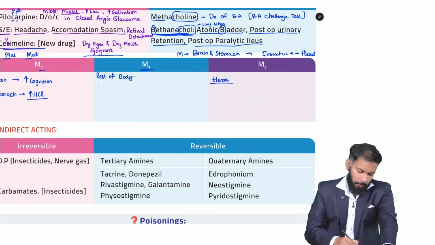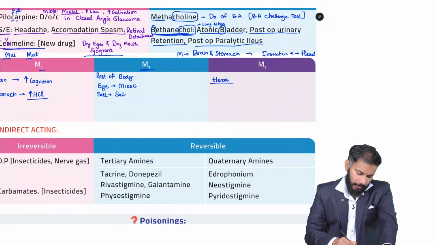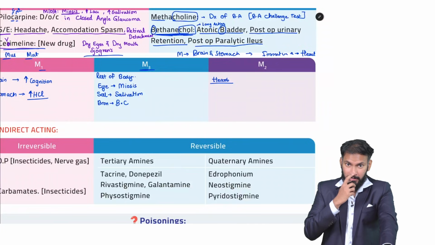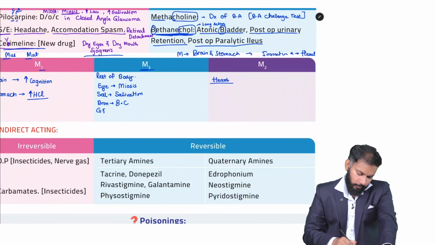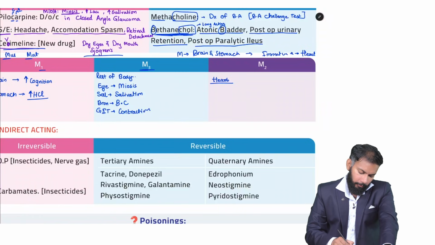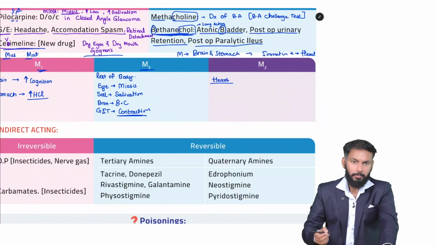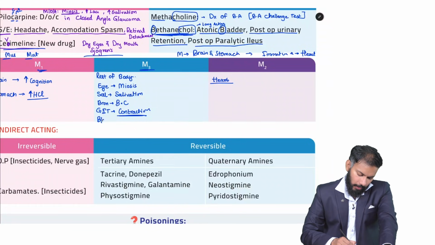Starting with the eye. Do you remember? M3 is present in the eye. In the eye, what will it cause? It will cause miosis. Then coming to the salivary gland, it will cause what? Salivation. Next, coming to the bronchus, it will cause what? Bronchoconstriction. Next, coming to the GIT, it will cause contraction. But increased HCl is by M1. Contraction is by M3. That's all. Next, last is bladder. It will also cause contraction.